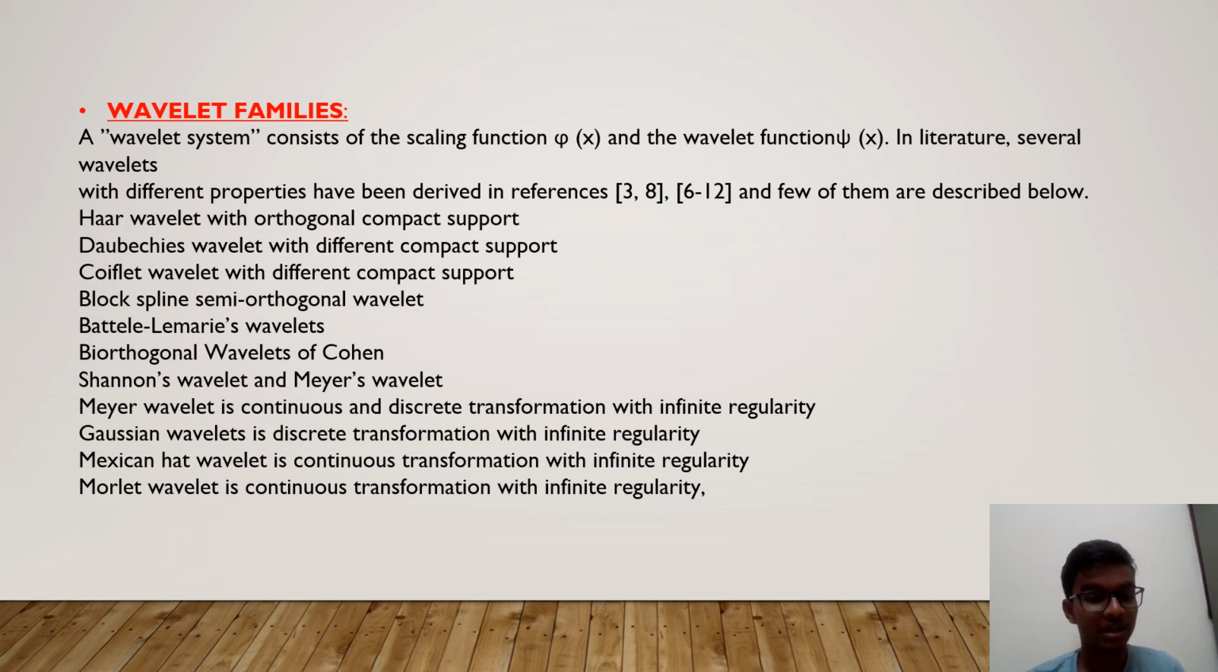Meyer wavelet is continuous and discrete transformation with infinite regularity. Gaussian wavelet is discrete transformation with infinite regularity. Mexican hat wavelet is continuous transformation with infinite regularity. Morlet wavelet is continuous transform with infinite regularity.